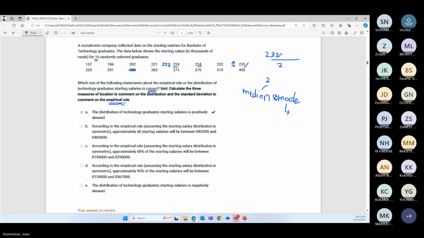That will be your median. So the median is 232,500. The mode is 224. So already we see that the median and the mode is different.